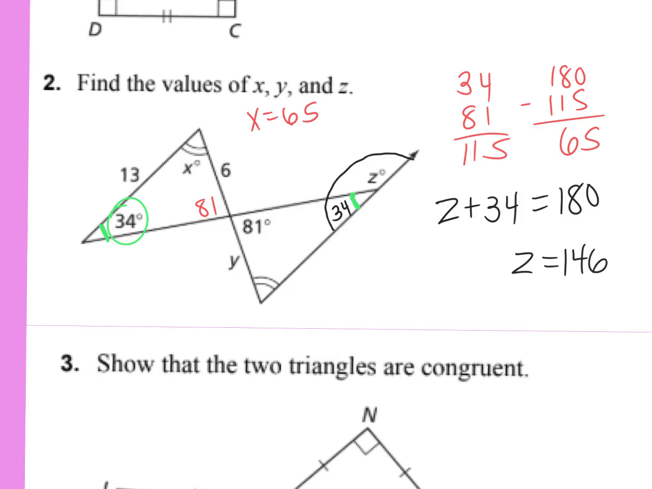So the last thing we have to do is figure out Y. Would you say that these 2 triangles are congruent to each other? Do all 3 angles add up to the same, or are all 3 angles congruent?